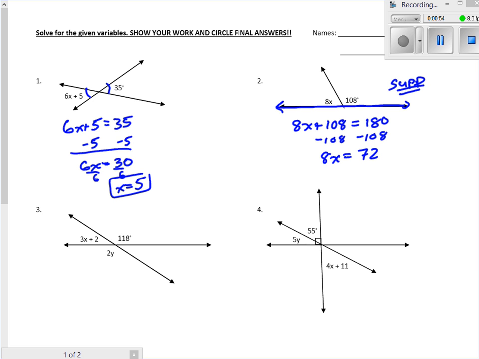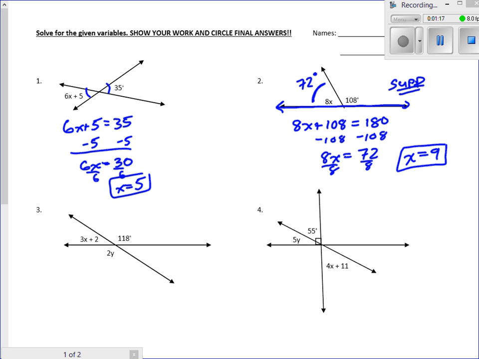Now, a quick note, some of you guys might actually start here. You might recognize this angle has to be 72 degrees. You might say, okay, well, 180 minus 108, and you could start right here at 8x equals 72. But make sure we go ahead and solve this. Divide both sides by 8, which means that x equals 9.